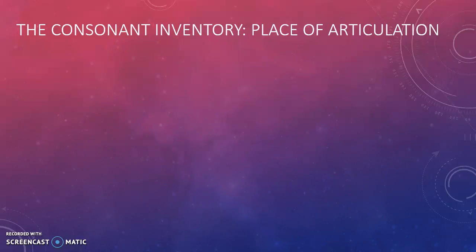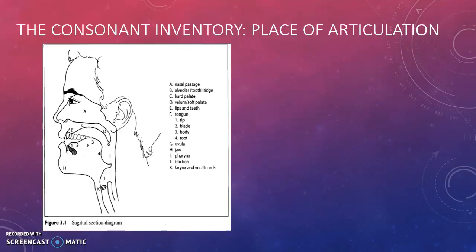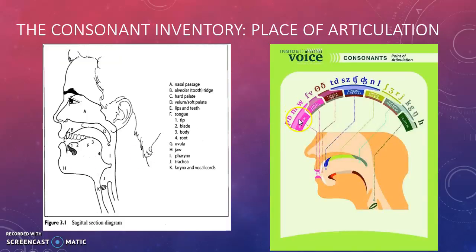Another way to classify consonant sounds is by their place of articulation. Depending on where the sound is produced, according to the chart, there is going to be a classification. Let's just make it clear that these are articulators. The articulators are the parts of the mouth or the face or the vocal tract that we use to produce a sound.